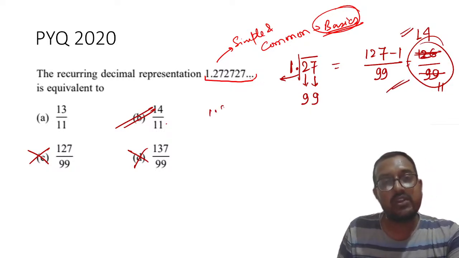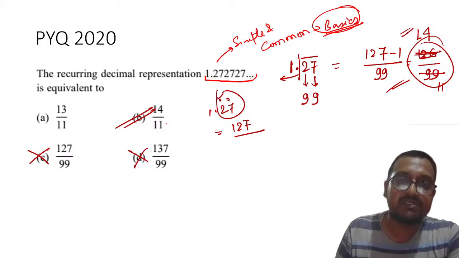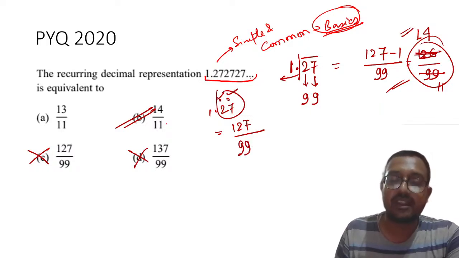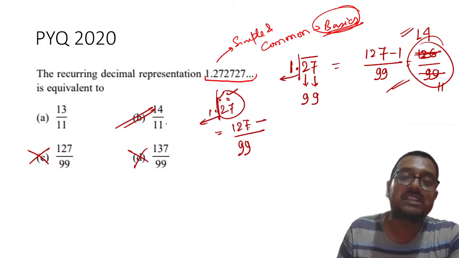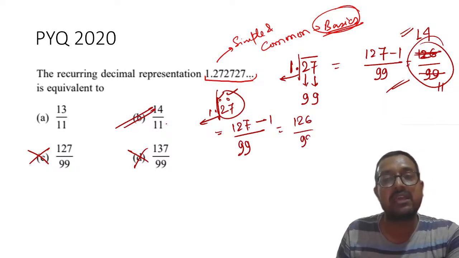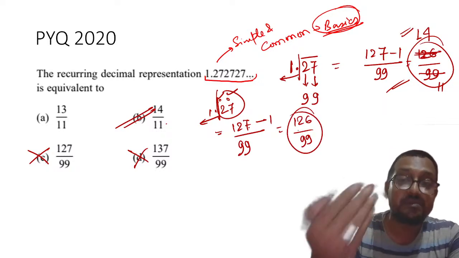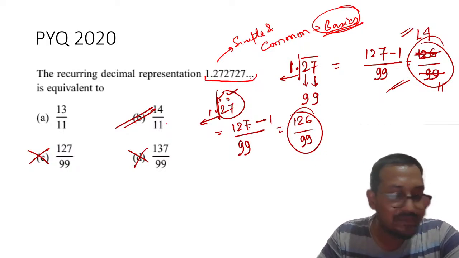So 1.27, this is like 127, I will write as it is, okay? And for each and every digit which is repeating again and again, I will put 9. Understood? So there will be 2 9s, minus whatever is ahead of this recurring part. So this will be minus 1. So this will be 126 divided by 99. Now I will simply divide, not going by remainder, right? Yes, Karthikeyan, okay?